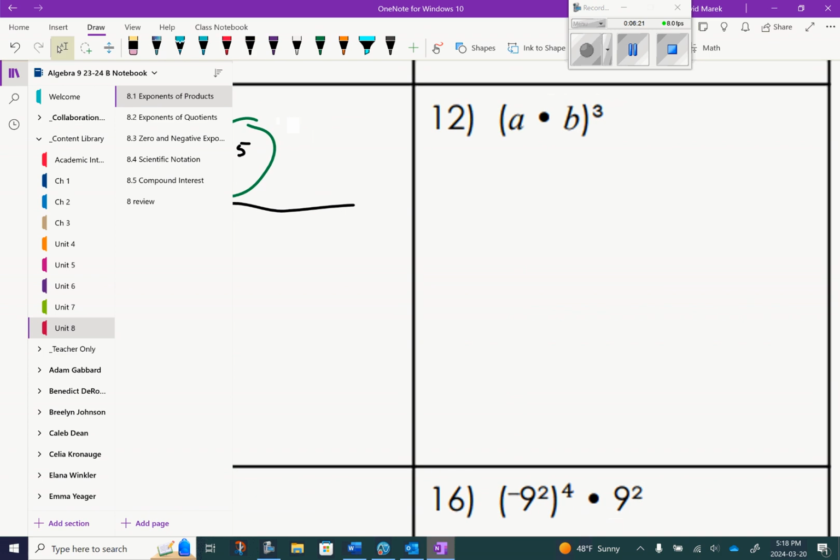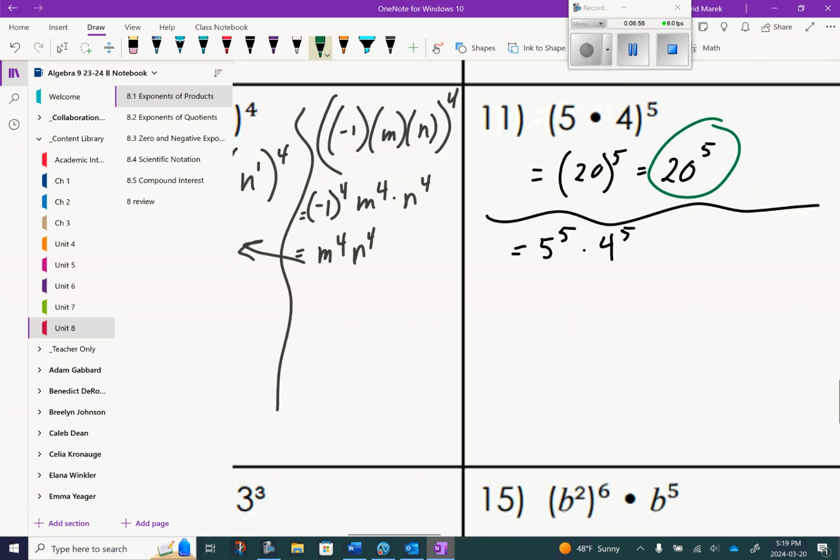Now, number 12, a times b to the third, there's no way you can put together the a and b. They're two different variables. So this is, again, implied to the first on both of those, a to the third, b to the third. And again, I'm slightly irritated there that they're putting these big black dots in between as multiplication symbols. We don't need that. Just write a to the third, b to the third. That's the way in algebra we write a product. That implies that we're multiplying.